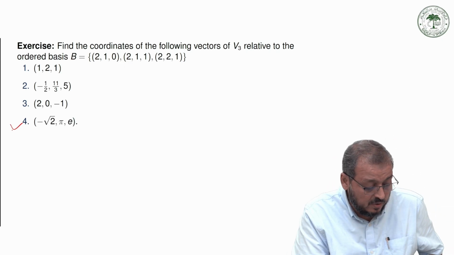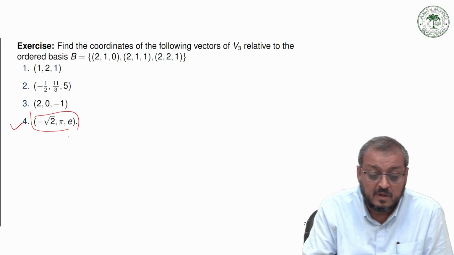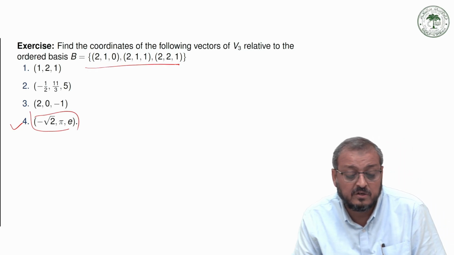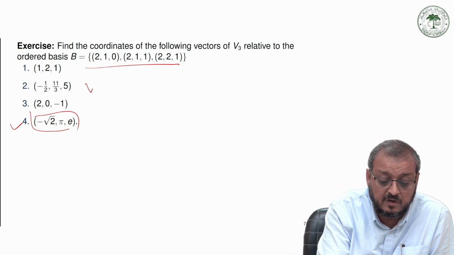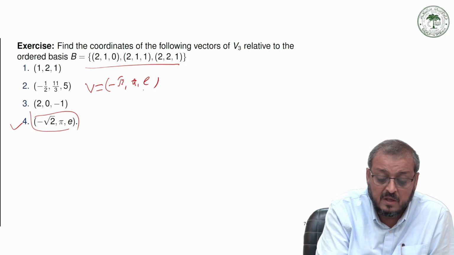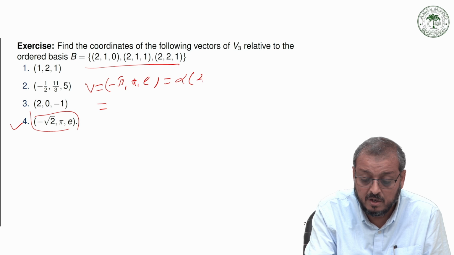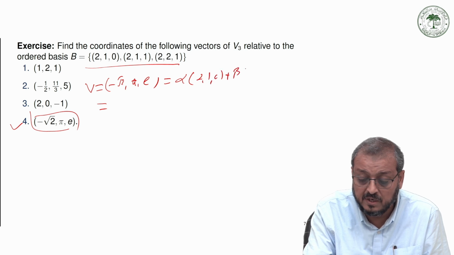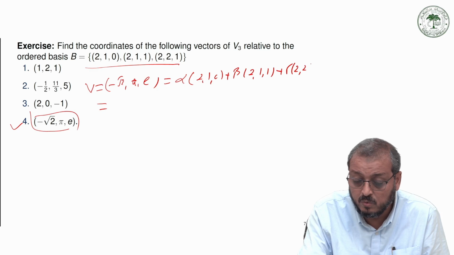So we try to discuss only this fourth part here, and the rest of them is home assignment. This means we have a basis in this form. So that means we can write the coordinate vector of a. So v is equal to, we have a given (-√2, π, e), and this can be written in the form of alpha times (2, 1, 0) plus beta times (2, 1, 1) plus gamma times (2, 2, 1).